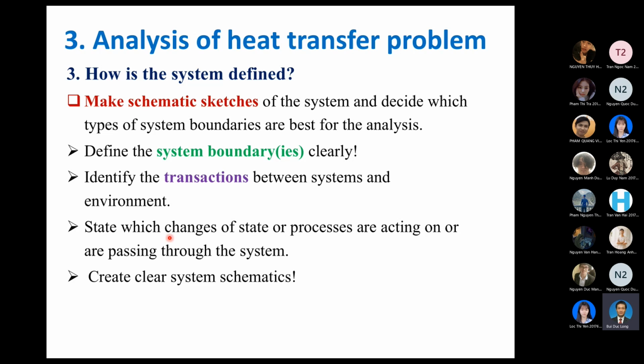State which changes of state or processes are acting on or are passing through the system. This is also very important to analysis. So you have to state which changes of state or processes are acting on or are passing through the system, and create a clear system schematic.